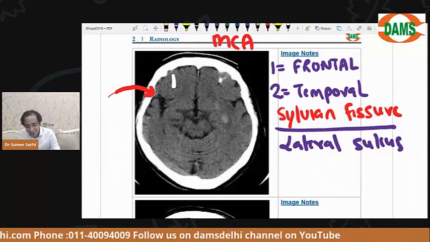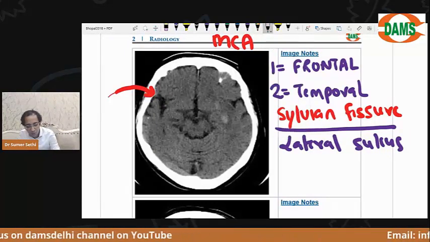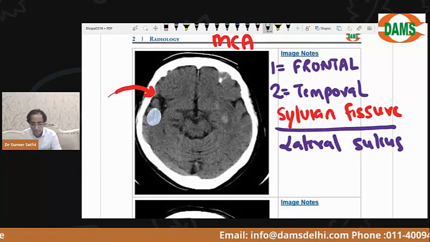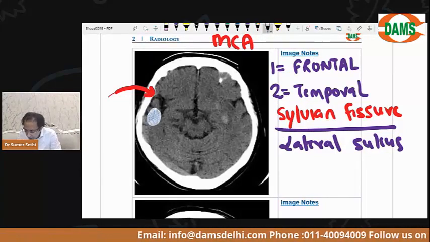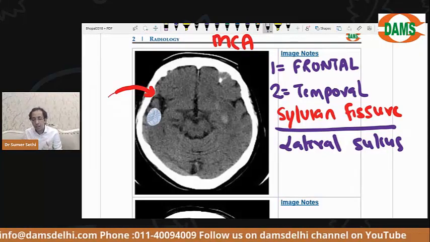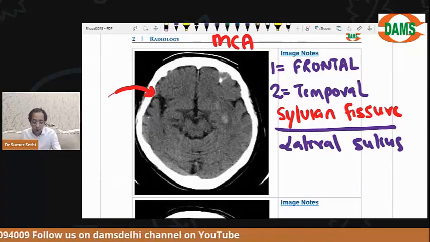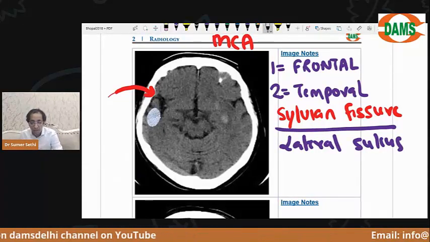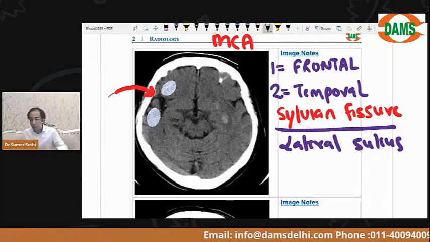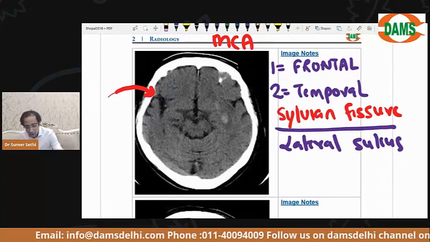Now, the understanding that I wanted you to build up, and this is the kind of thing I want you to understand: if you have an infarct here, that means it is involving the inferior branch of the MCA. If you see an infarct here, that is the inferior branch of the MCA, and if it is here, that is the superior branch of the MCA. Are you clear? That is the key here.